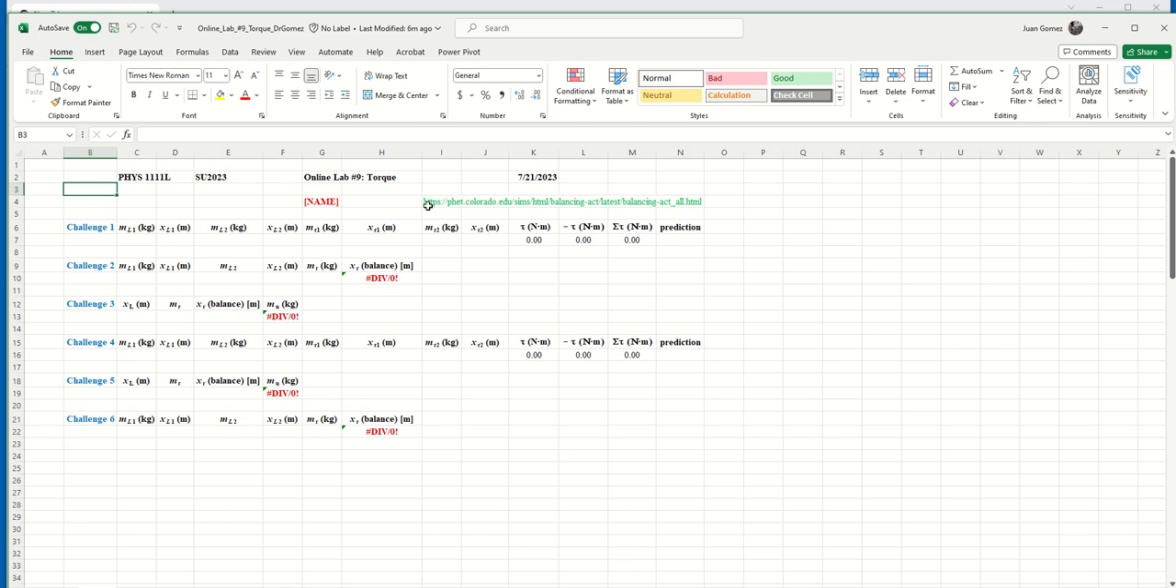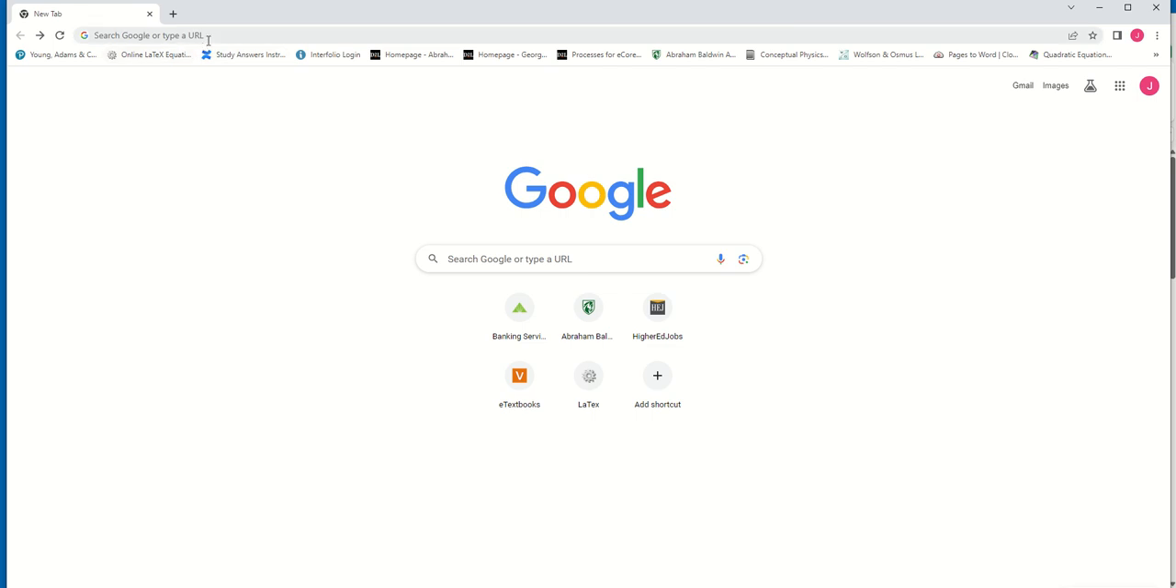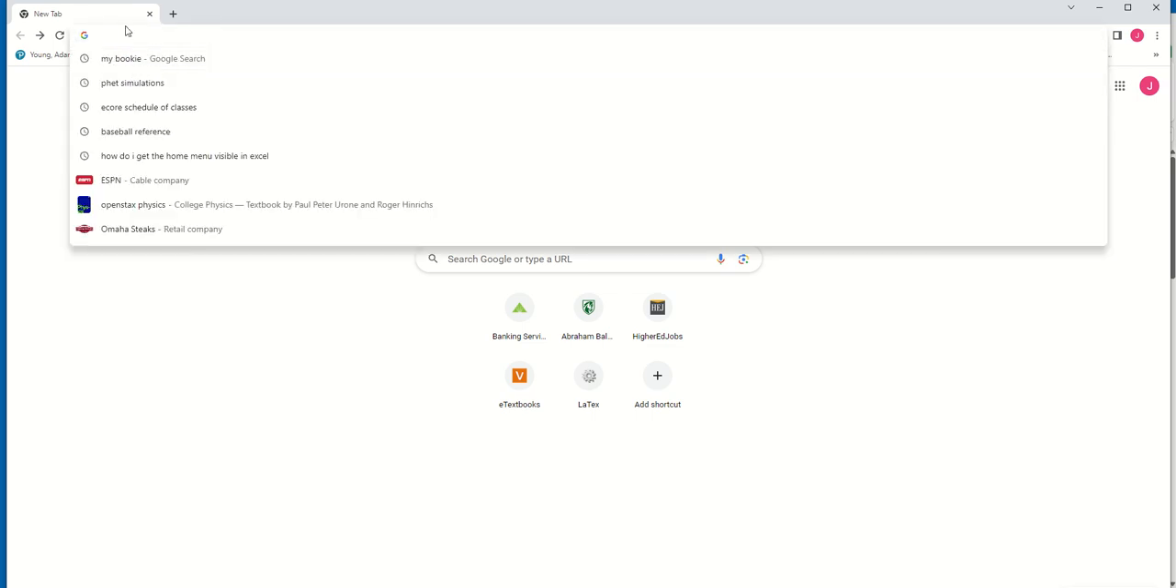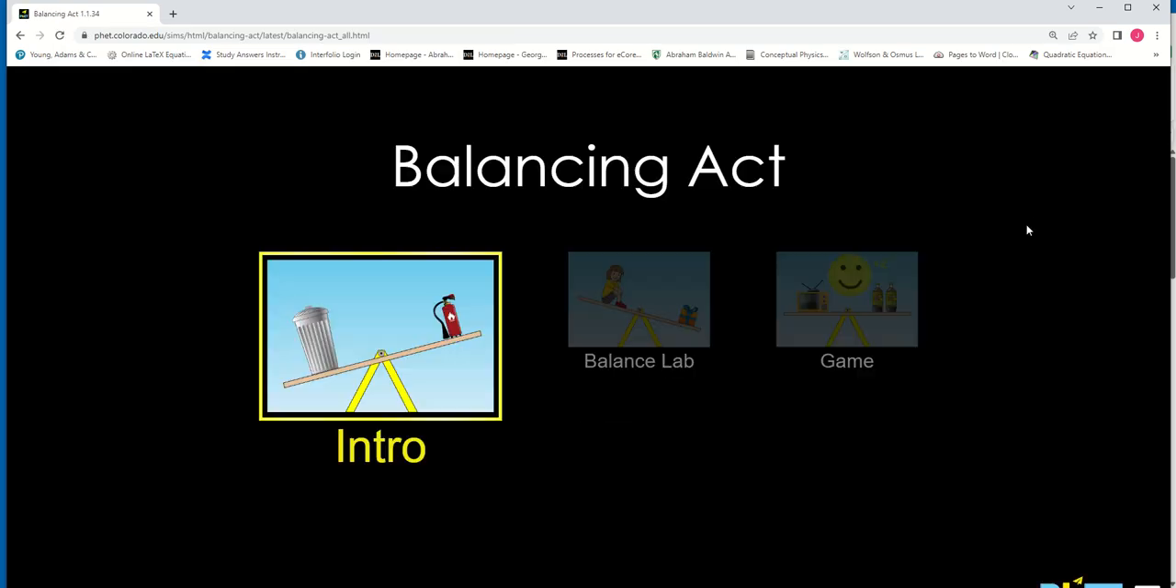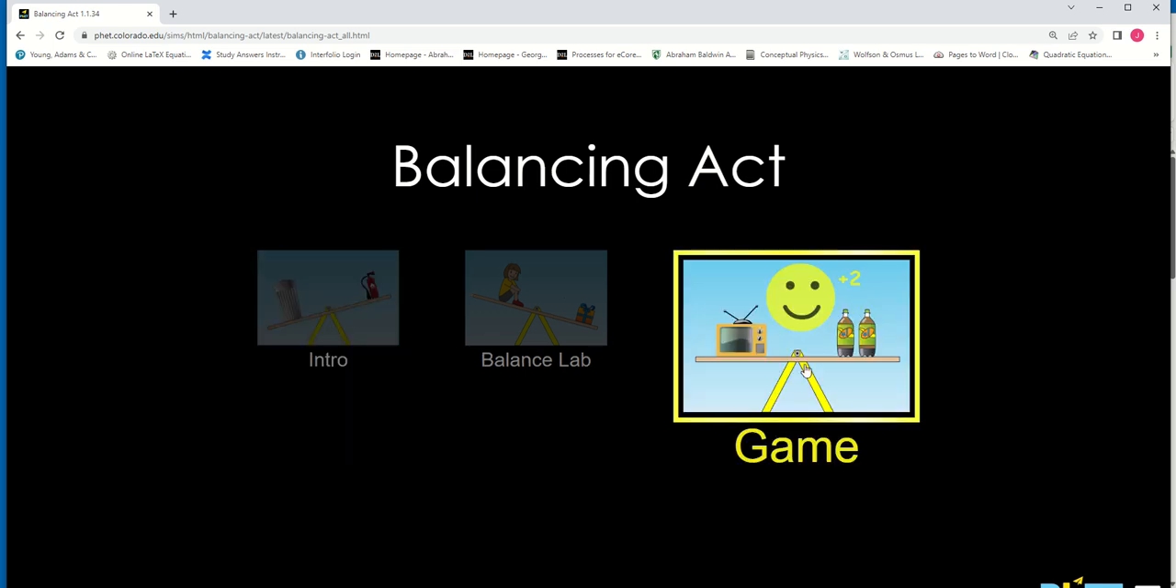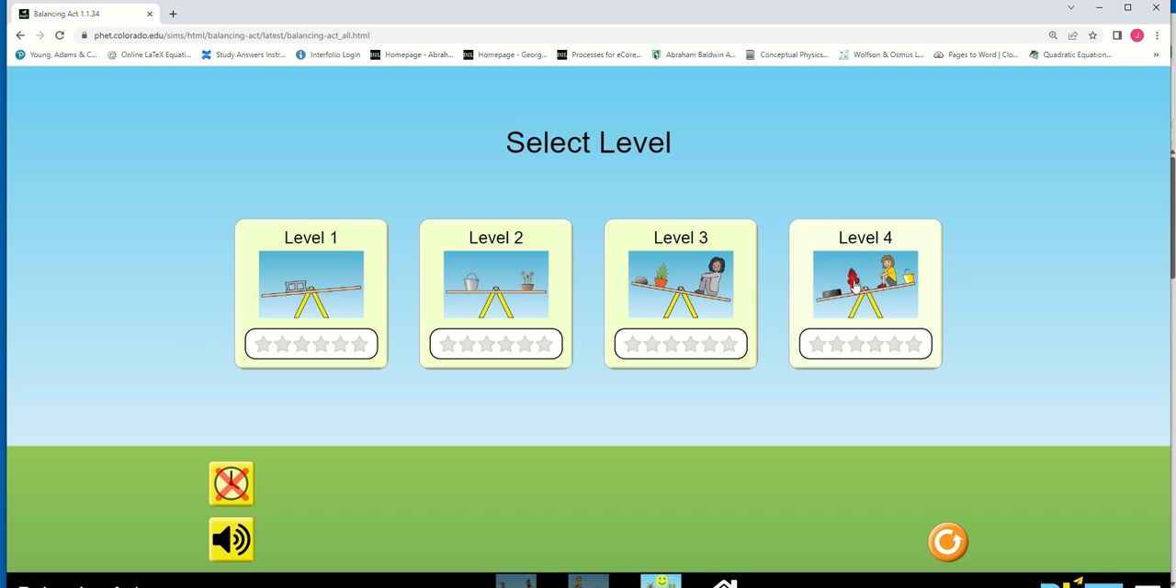Well, here's the link to the simulation. Let me go ahead, copy that, and then we'll paste and go. And we're going to get this balancing act. This is sort of more like a fun lab. We're going to go to game, and then click again, and you're going to go to level 4.